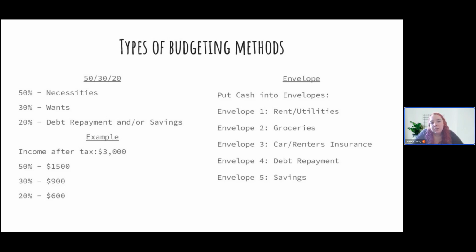Another method that a lot of people like to use is the envelope method, and this is physically putting cash into envelopes. So you take your cash out and you put in envelope 1 is going to be your rent, utilities, envelope 2 might be your groceries, envelope 3, car, renter's insurance, subscriptions, whatever you need to do to separate that. I know a few people who have used this method successfully and they do like it very much.